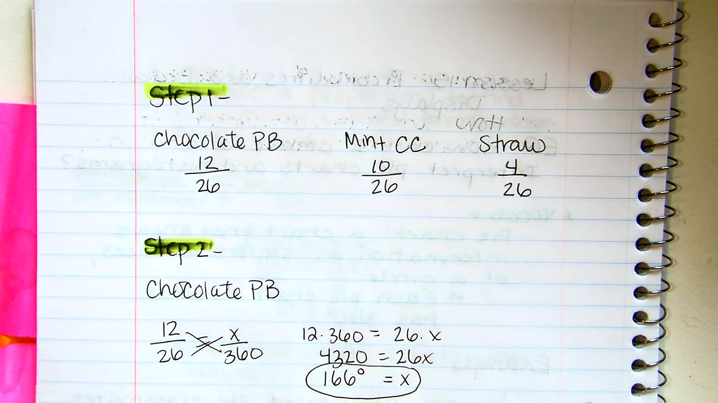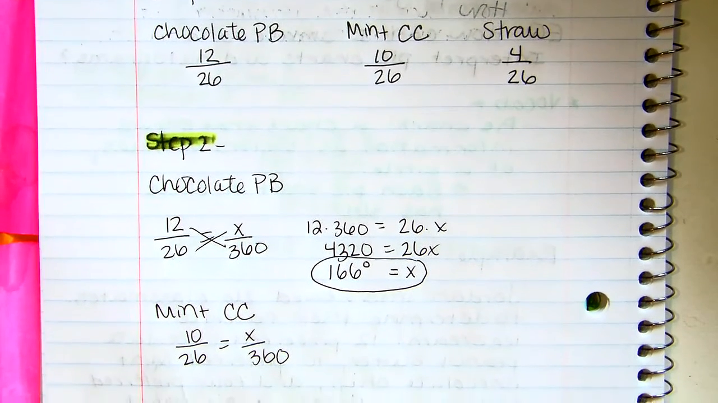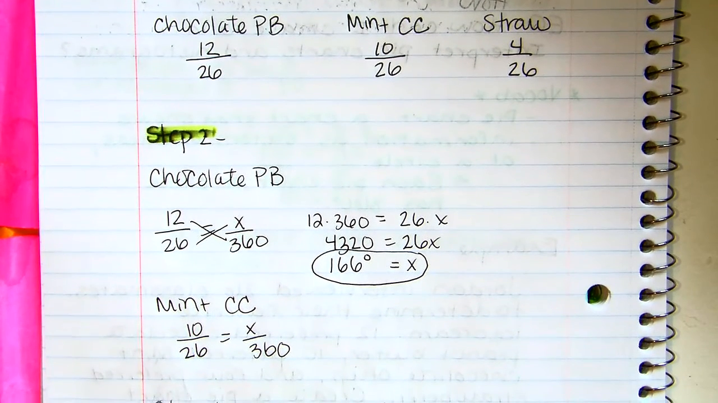Now I'm going to do the same thing for mint chocolate chip. Mint chocolate chip was 10 out of 26 students. And what do you think the other part of our ratio, or our proportion, is going to be? In this case, it once again is going to be 10 over 26 equals x over 360.